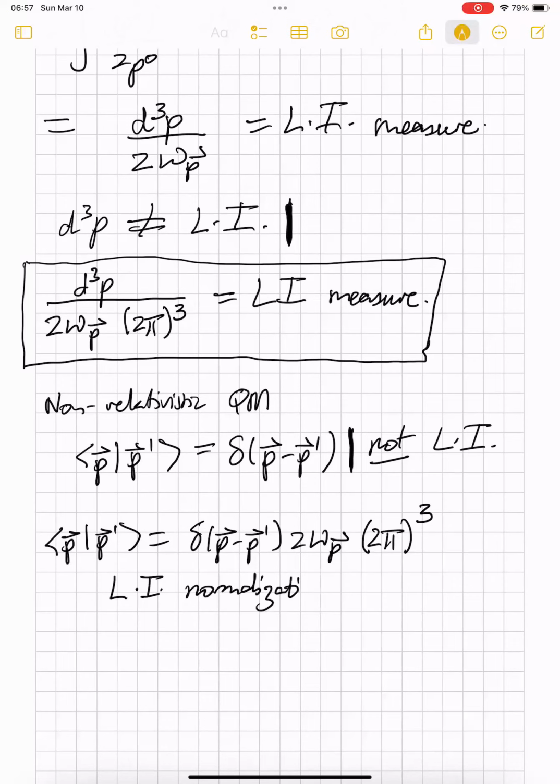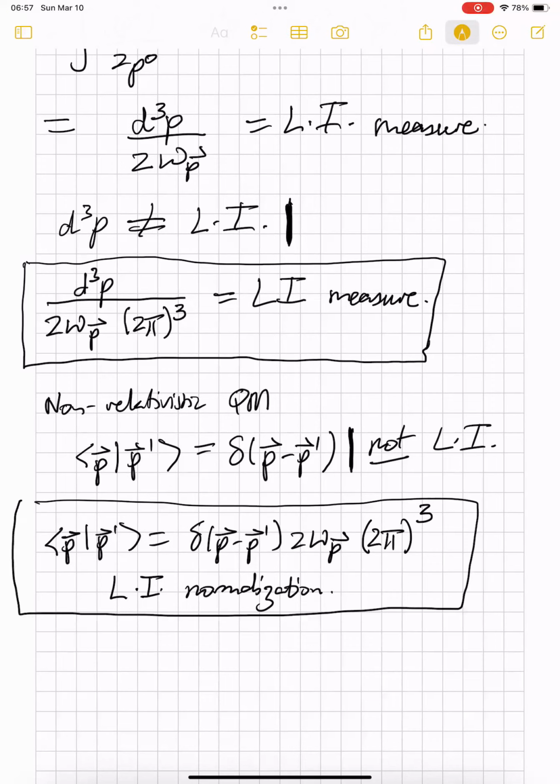So inertial observers that normalize their states in this way, in any Lorentz reference frame, they're all doing the same thing. So by using this Lorentz invariant normalization for the states and the Lorentz invariant measure, we're going to be able to make sure that the description that we have is manifestly Lorentz invariant. That's going to be a very big advantage.